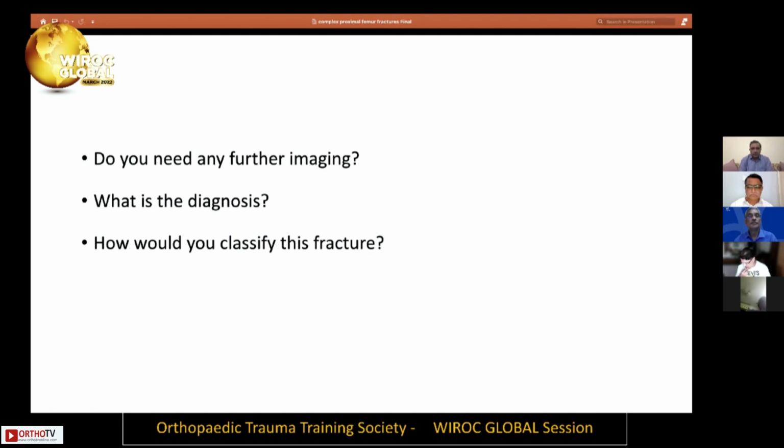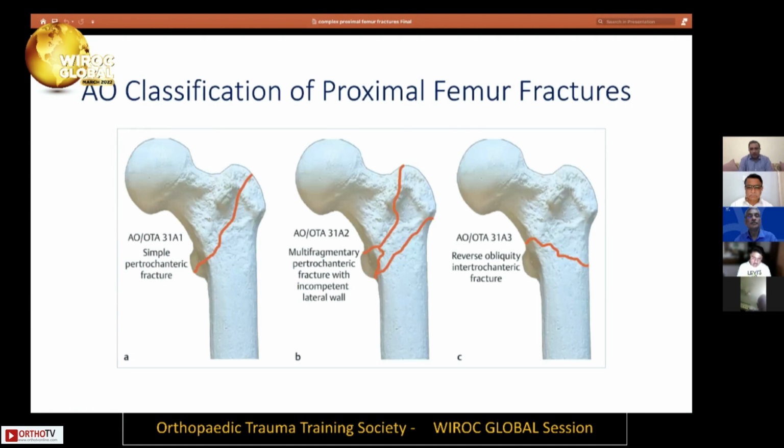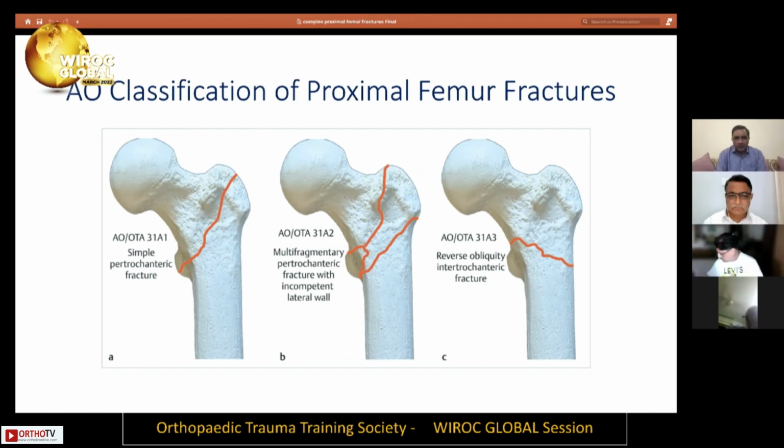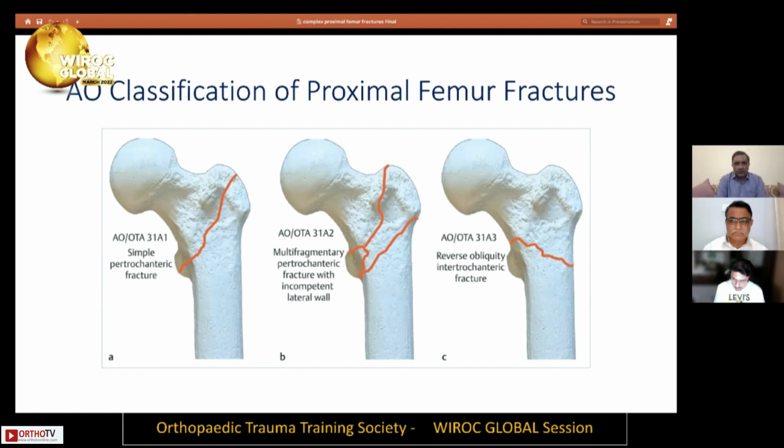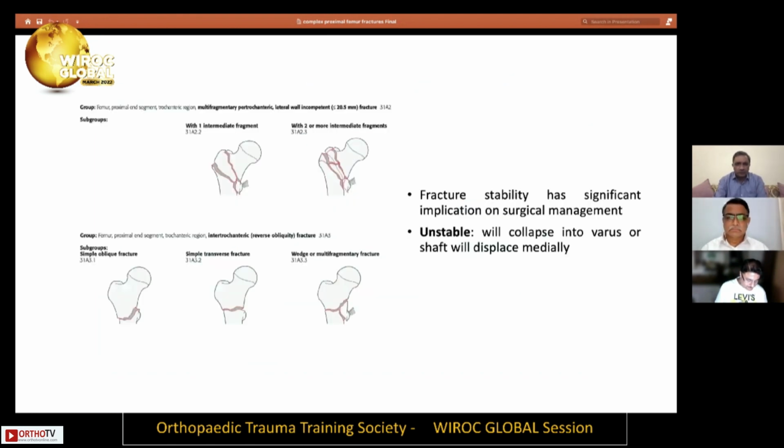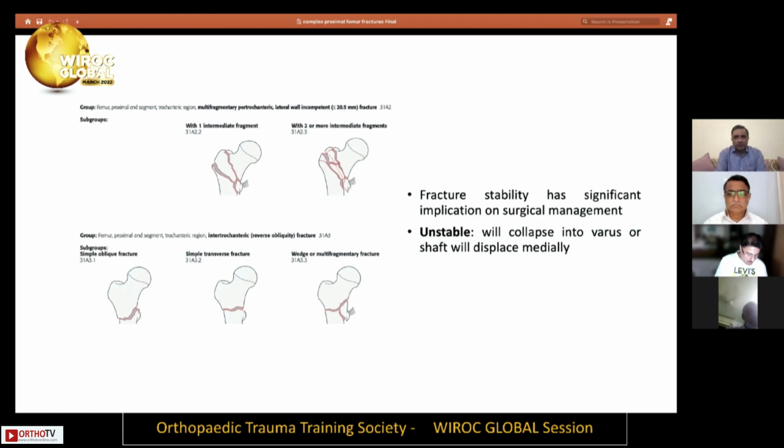And the next obvious question is, how would you classify this fracture? I would use the AO classification of proximal femur fractures in my practice, where the pertrochanteric fractures are divided into three types. Type A1 is a simple pertrochanteric fracture, A2 is a multifragmentary pertrochanteric fracture with incompetent lateral walls. And then the third type, A3, is reverse obliquity trochanteric fractures.